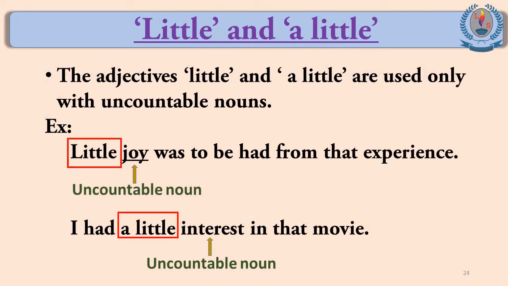Little and a little. Little and a little are also adjectives. They are used only with uncountable nouns. Look at the first sentence. Little joy was to be had from that experience. Here, the word joy is an uncountable noun. So, you can use little as an adjective for the word joy.